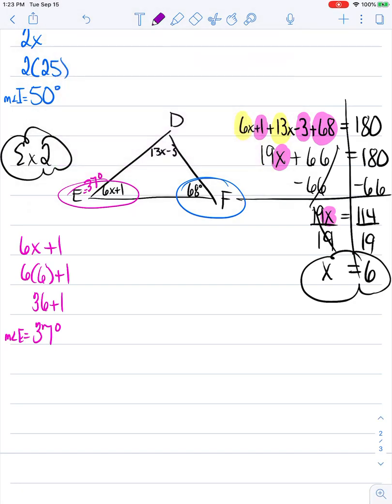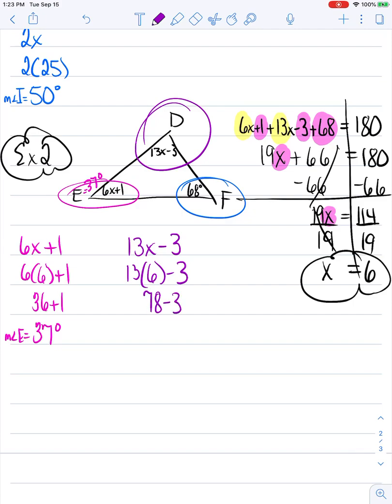And now let's take a look at D. So that says to do 13 times x minus 3. So 13 times 6 minus 3. 13 times 6 is 78. And then 78 minus 3 is 75 degrees. So the measure of angle D is 75 degrees.